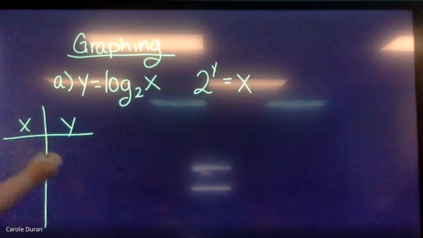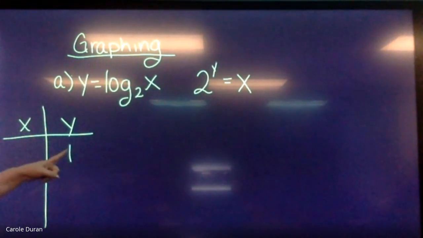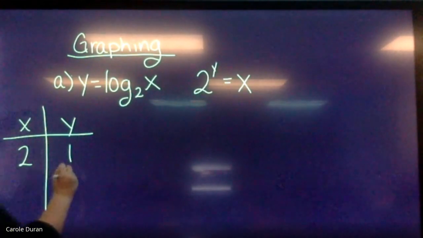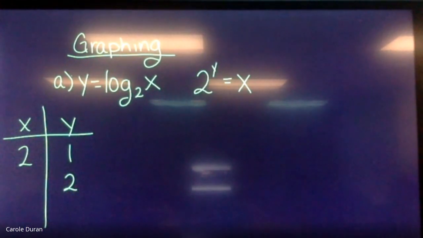1. I heard 1. So if my y is 1, what is my x going to be? 2. 2 to the 1 equals 2. So (2, 1) is one point I'm going to put on my graph. Okay, so if y is 2, what is my x going to be? 4, because 2 squared is 4. So we're still thinking about it in the same way, just in the opposite order. We're picking our y to find our x.